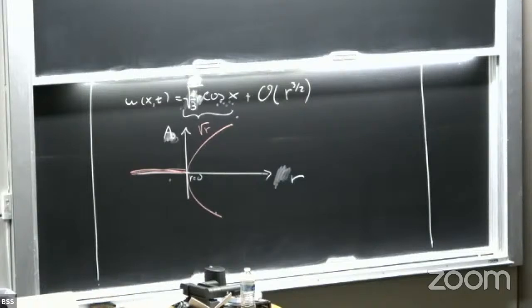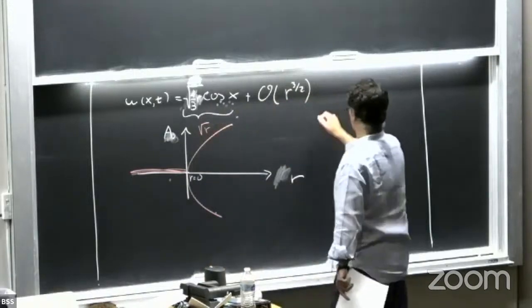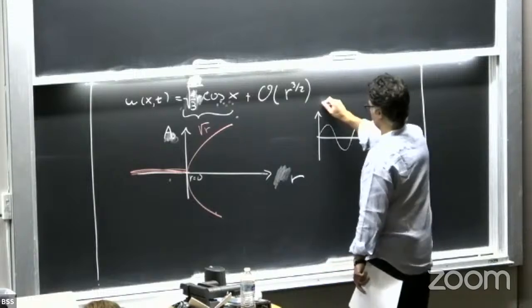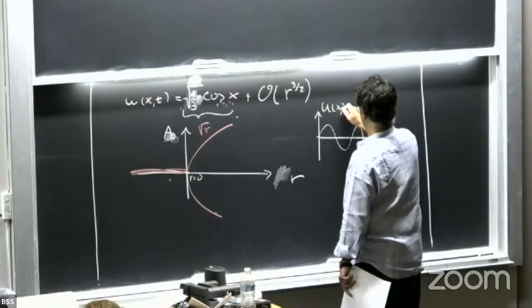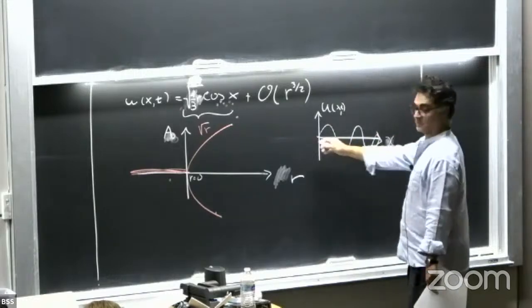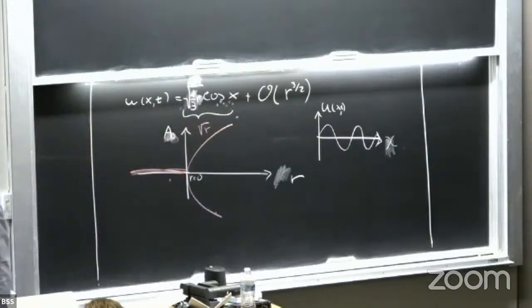Now, I don't need to tell you how this looks like. As a function of x, it's a periodic pattern. Now, what I want to understand is what happens when we have more than one component.